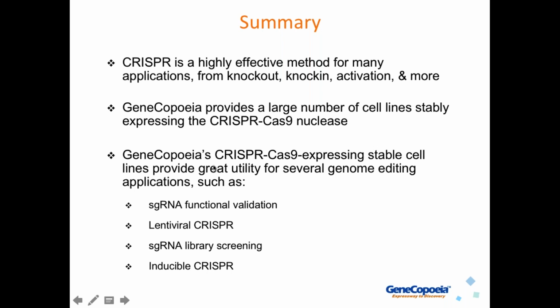All right, so with that, I just want to summarize. I told you that CRISPR is a highly effective method for many applications, from knockout, knock-in, activation, and more. I told you that GeneCopoeia provides a large number of cell lines that stably express the CRISPR Cas9 nuclease. And GeneCopoeia's CRISPR Cas9 expressing stable cell lines provide great utility for several genome editing applications, such as sgRNA functional validation, lentiviral CRISPR, single guide RNA library screening, and inducible CRISPR.